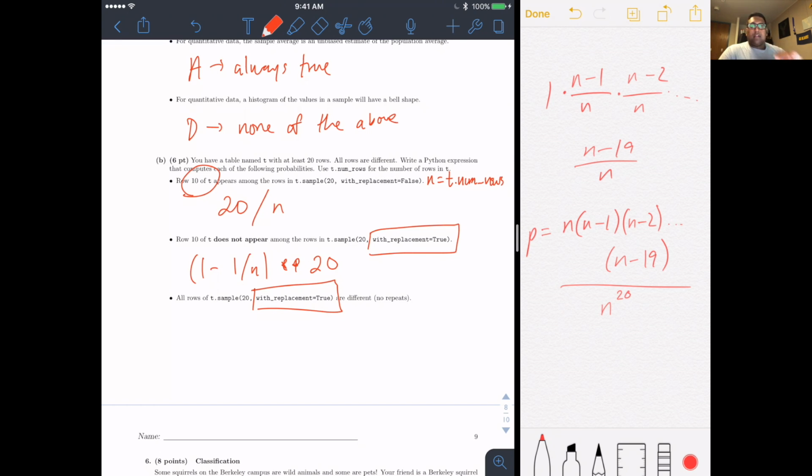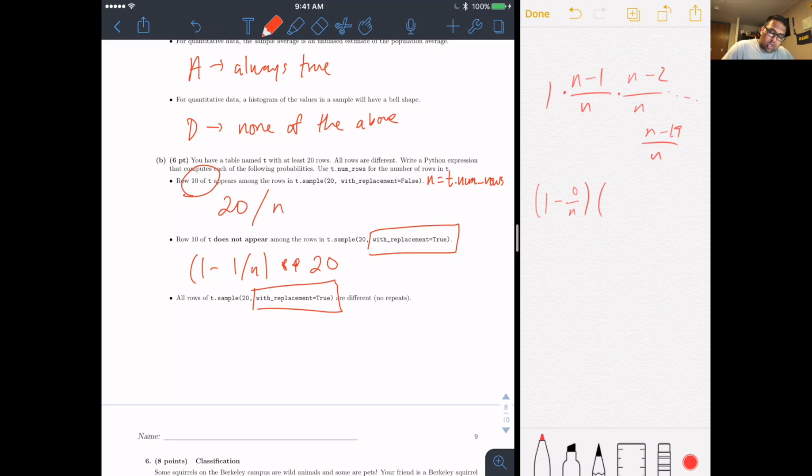Now it's up to us to try and figure out a nicer way to write this in terms of a single Python expression, right? Well, another way we can rewrite this, just completing this off, n minus 19 over n, would be 1 minus 0 over n, 1 minus 1 over n, 1 minus 2 over n, all the way until 1 minus 19 over n, right? Just a little bit of manipulation. So this is the exact same product that we had before.